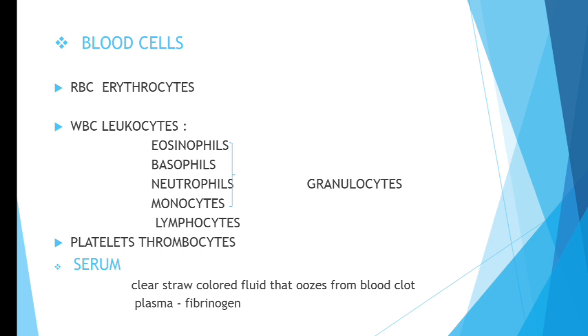There is also serum, which is similar to plasma. The only difference between serum and plasma is the presence or absence of a clotting factor. Serum is plasma without any clotting factor, that is fibrinogen, and it is also a clear fluid that oozes out from the blood clot.